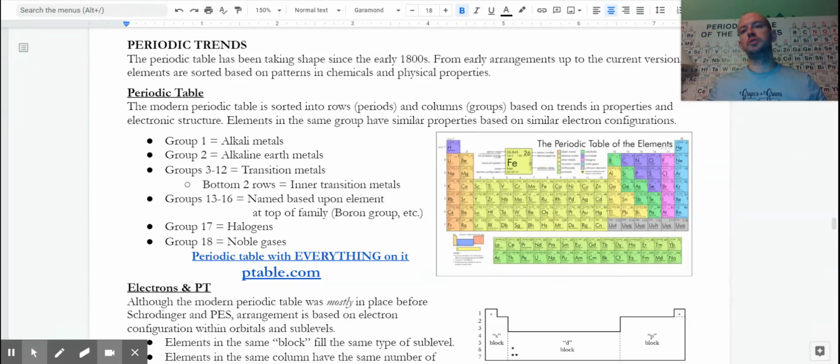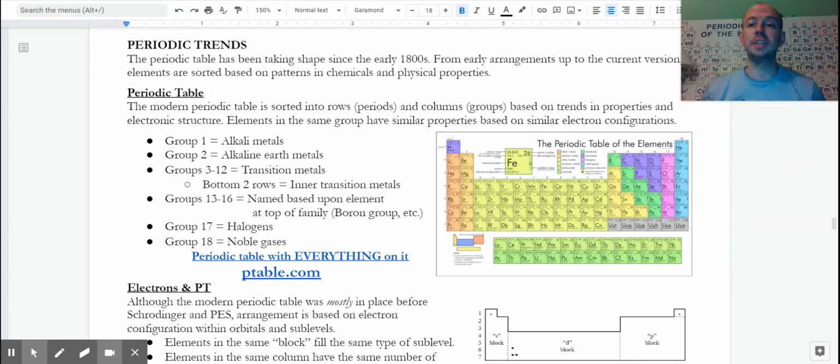And finally, to our most important of tools, the periodic table. So the periodic table has been taking shape for over 200 years, and all of the arrangements and everything that we know about it goes back to chemical properties. It wasn't until much later that it was just the electrons and the sublevels and levels that were discovered.